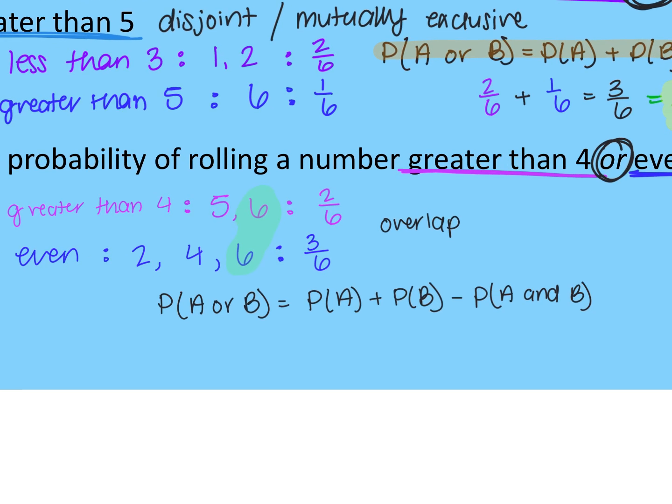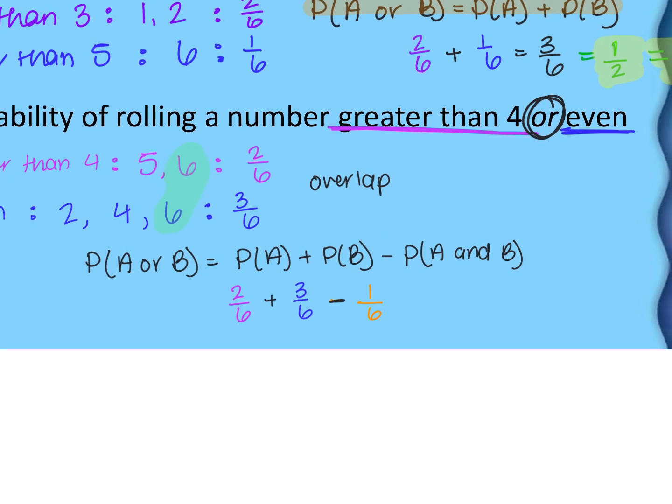So, solving it, what am I writing in? I'm going to write my probability of A, which we said was 2/6, plus my probability of B, which we said was 3/6. And now the overlap part. What's overlapping? 6. How many numbers are overlapping? Just one, because it's 6 for both. So I'm going to write 1/6. That's how I'm getting that 1/6. That's how I'm getting my overlap. Only one number is overlapped.